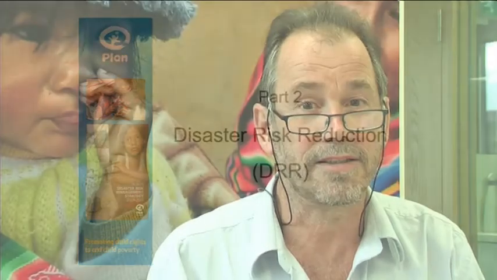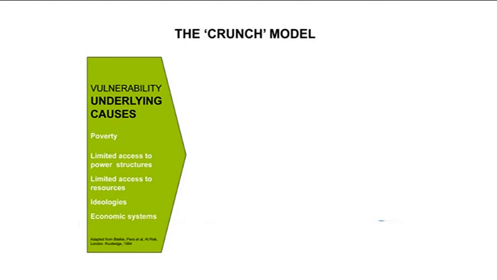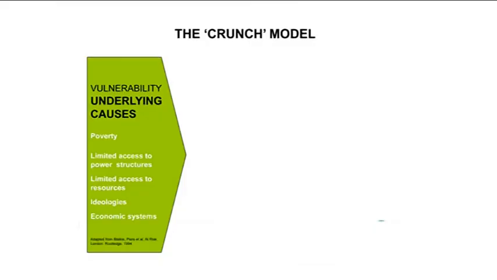Hello, this is the second talk about disaster risk management, and in this I'm going to address very specifically disaster risk reduction. To understand this, I want to go through something called the crunch model. In any country there are underlying causes of vulnerability. These are things like poverty, perhaps the ideology of the country, the economy, the power systems, the governance. These are things which underlie the vulnerability of people. And these are also things which we try to address in our normal development programming.